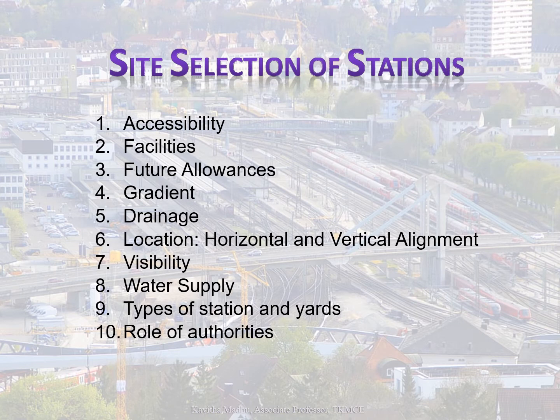The shape of the plot to be acquired for the station site will depend upon the location of station buildings, yards and other facilities at the station site. Then the role of authorities also needs to be discussed here. The civil and military authorities should be consulted before the final selection of the site is made. This is necessary to execute the development scheme and for justification of railway profit. So these are the various factors to be considered in selecting a site for the railway station.